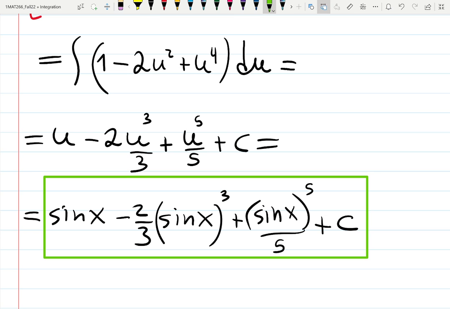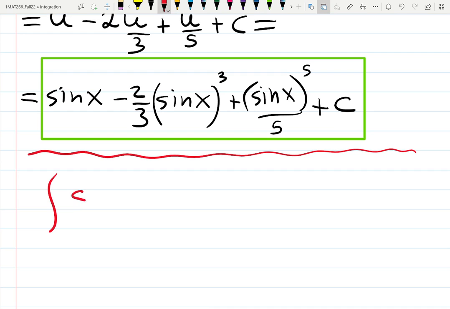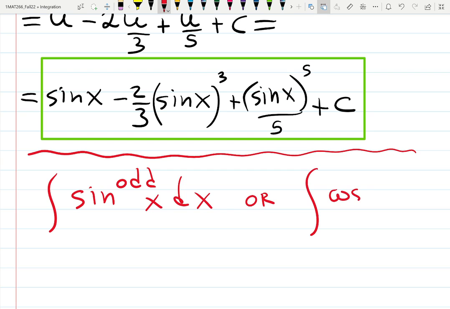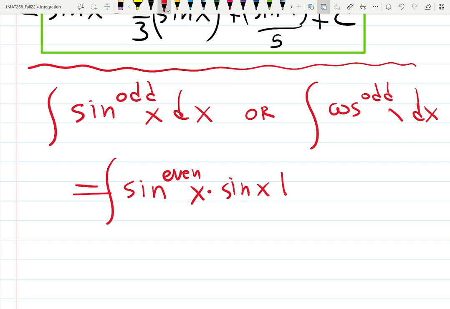So, in general, let me write down. There are formulas in the book which you can check, and I don't like remembering formulas, so I remember the method. Integral of sine to the odd x dx, or integral of cosine to the odd x dx. You break it into the function to the even times the tail. Let me just do the first one. It will be integral of sine to the even times sine x dx.